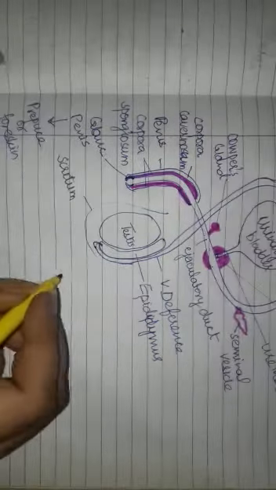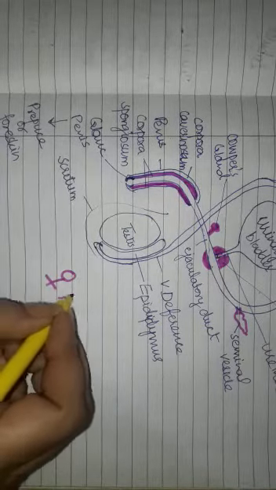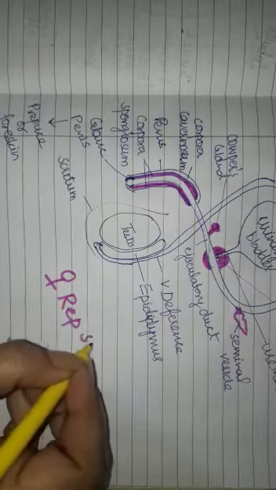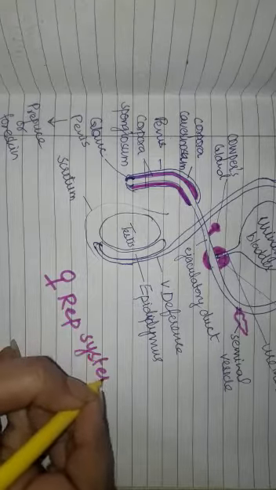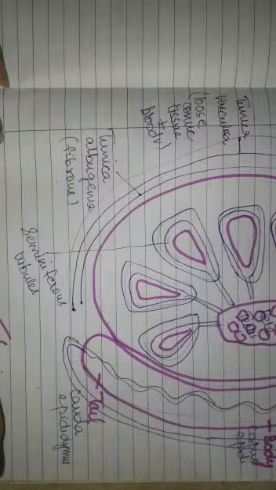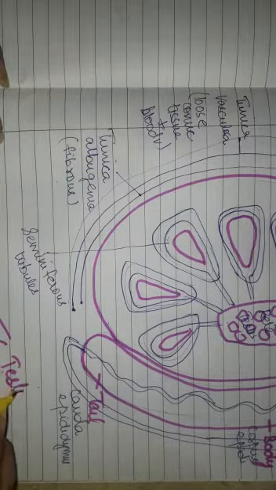This is the diagram of male reproductive system. And the previous diagram that we had made, this is TS testis. This is the TS testis.